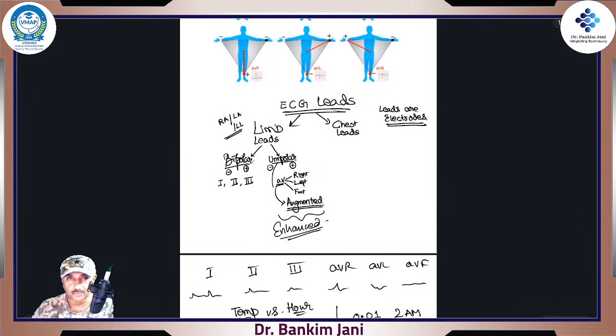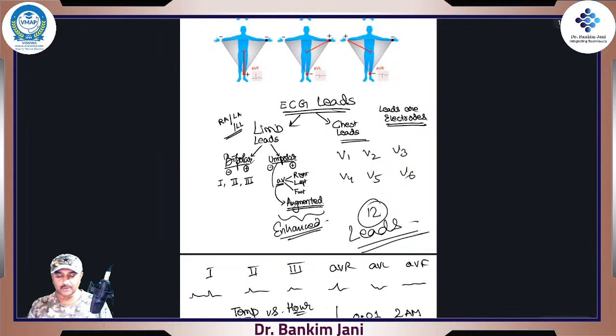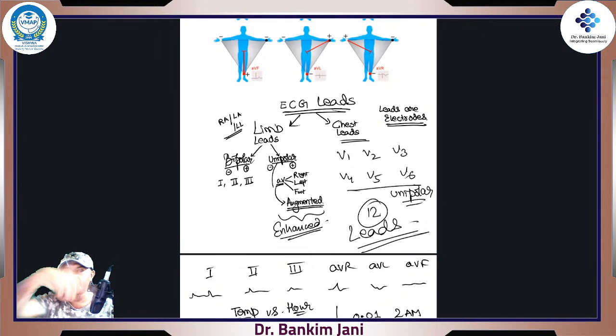And then the chest leads. Chest leads watch the heart from a 3D perspective, as if the heart is right in front of you, then you move around and keep watching. They will be in the pattern of V1, V2, V3, V4, V5, V6. So in total 12, they are called 12 leads. Yes, they will be unipolar. That means when that lead is active, it considers the rest of the leads as zero, as a ground, and relatively it watches what is happening from that particular angle.